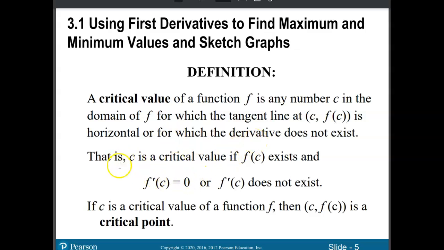Okay, so here's kind of the shorthand version of what that says. c is a critical value if f of c exists and the derivative at c is either 0 or the derivative does not exist. So f of c exists, meaning that c is in the domain of f, but you're looking for places where either the derivative has the value 0 or the derivative does not have a value at all. If c is a critical value of a function, then the ordered pair c, f of c is called a critical point.